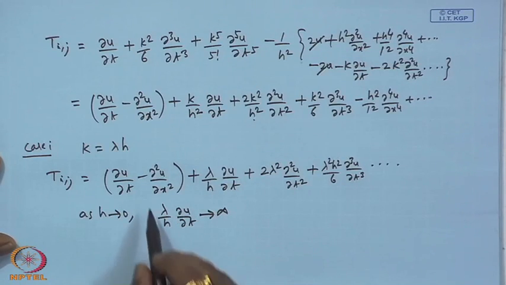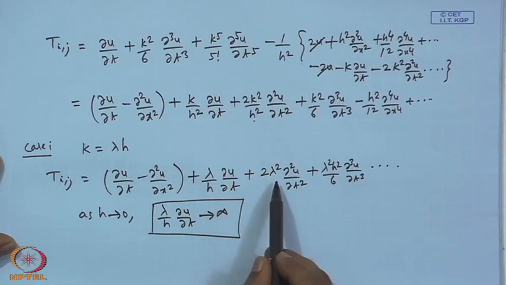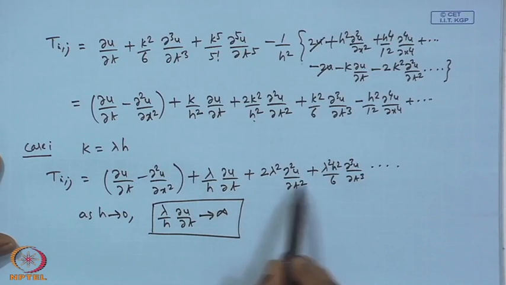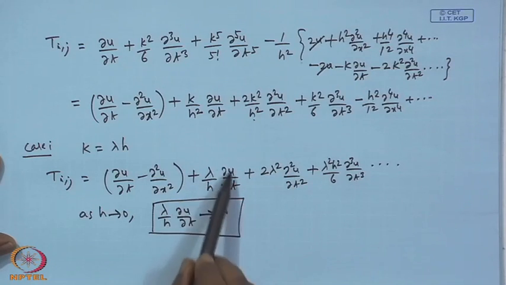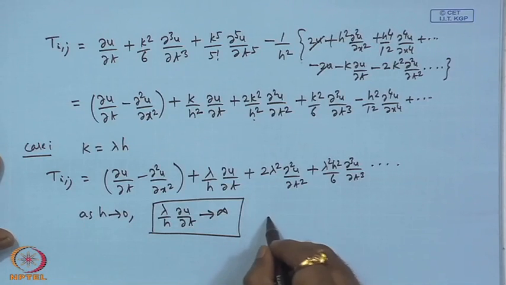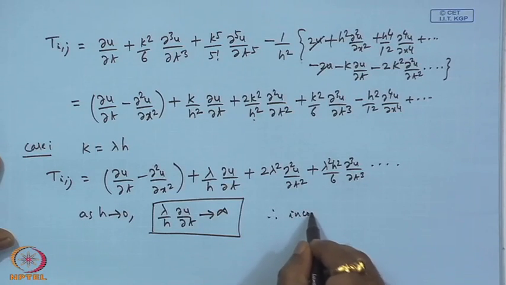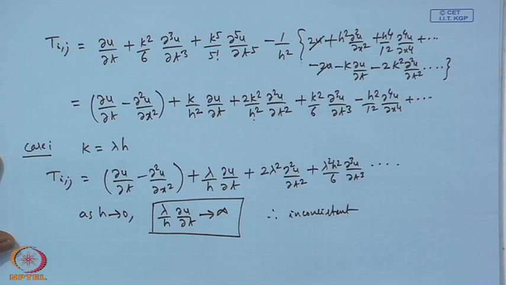Now, as h goes to 0, so this is troublemaker, okay, because as h goes to 0, okay, this is not getting absorbed in this. Okay. So, therefore, inconsistent. Okay. Therefore, it is inconsistent.